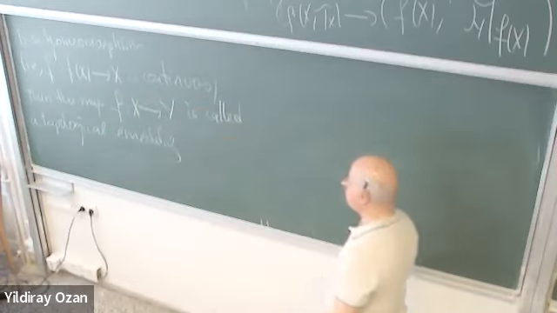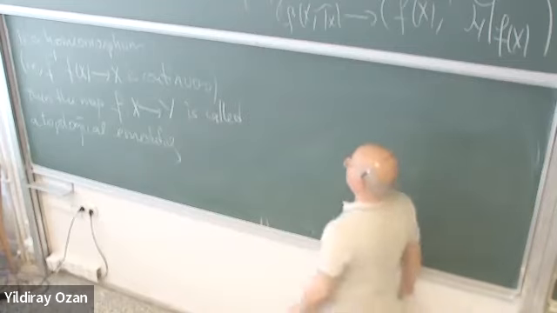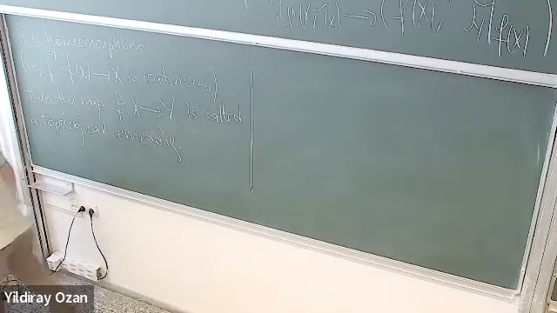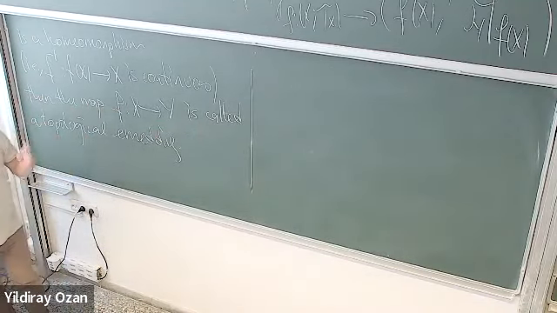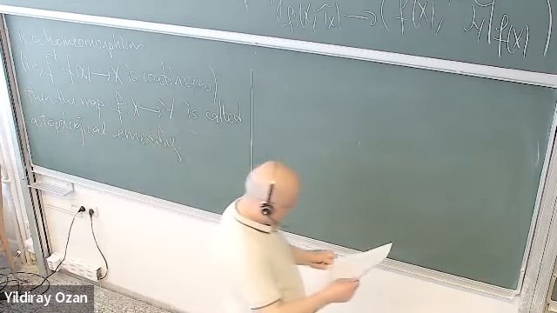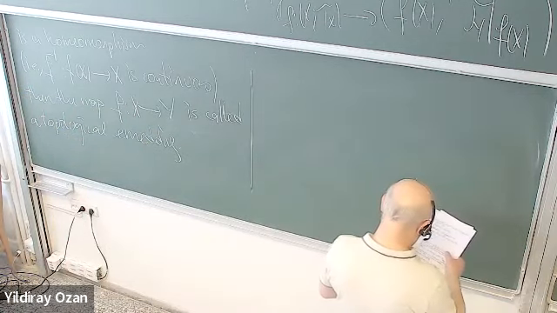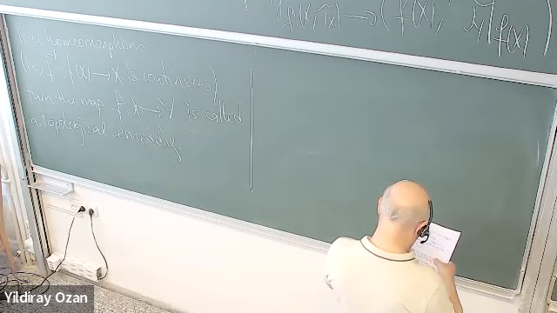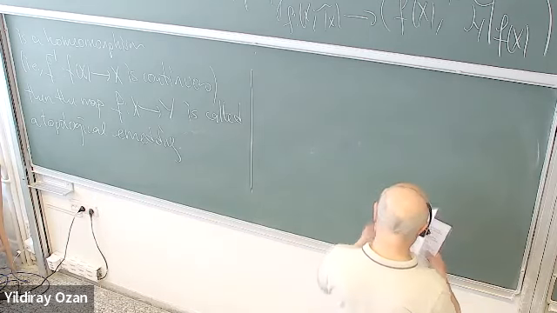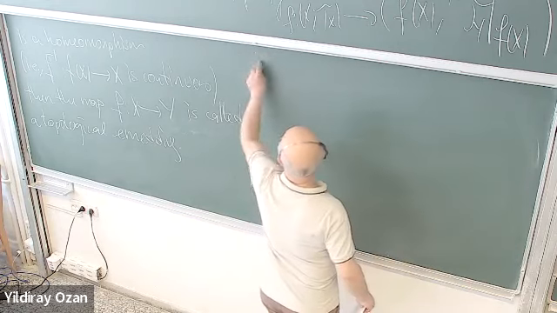Okay. So what's a topological embedding? It's a one-to-one map from a space to another space so that f is homeomorphic to its image, where the image has the relative topology inherited from y. Okay, let me give you one example.